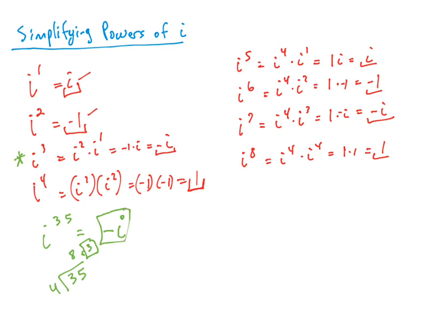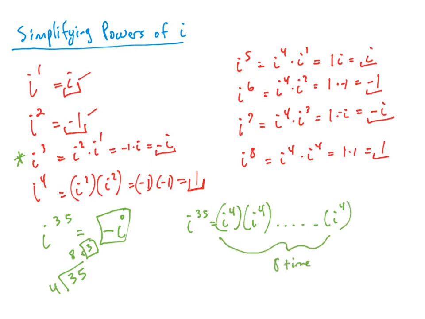If you don't believe me, we could just rewrite i to the 35th as i to the 4th times i to the 4th, and we do that 8 times to get us i to the 32nd, and then we have i to the 3rd left over. And we know that i to the 4th is 1, so we'd have 1 times 1 times 1, 8 times. And then i to the 3rd is equal to negative i.